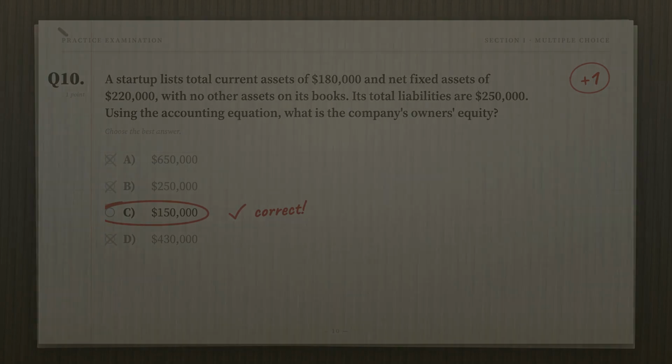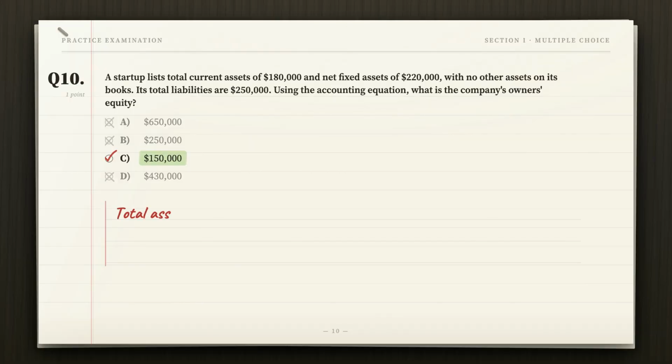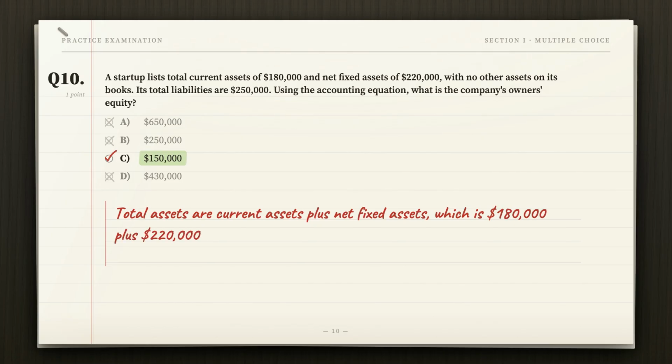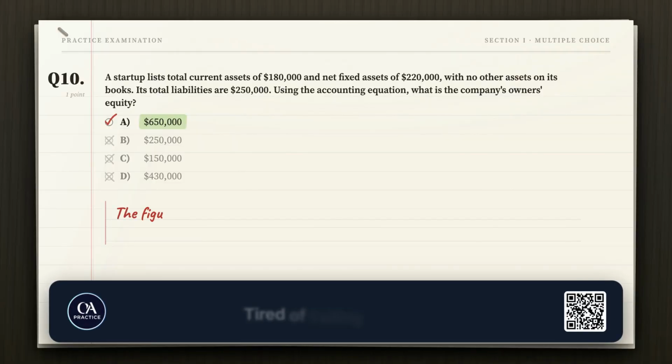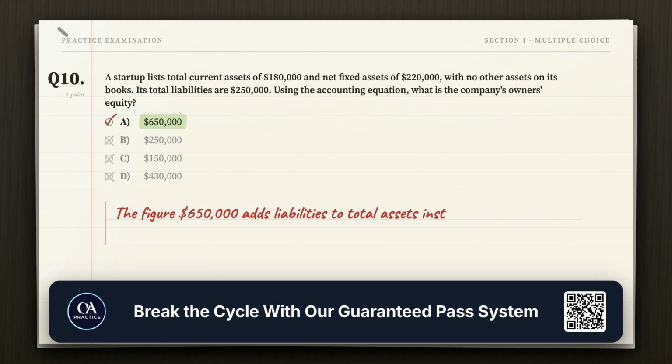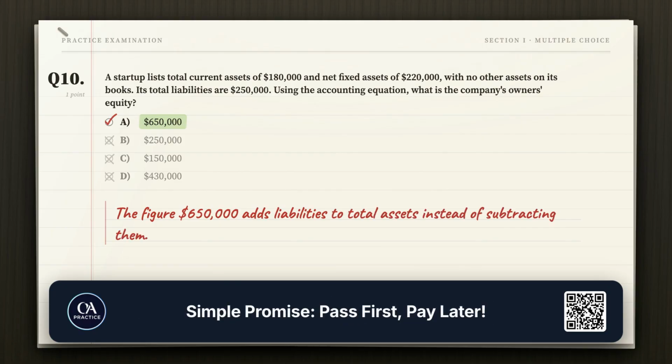$150,000. C is correct because total assets are current assets plus net fixed assets, which is $180,000 plus $220,000 or $400,000. Equity equals assets minus liabilities, so $400,000 minus $250,000 leaves $150,000. A is wrong because the figure $650,000 adds liabilities to total assets instead of subtracting them.